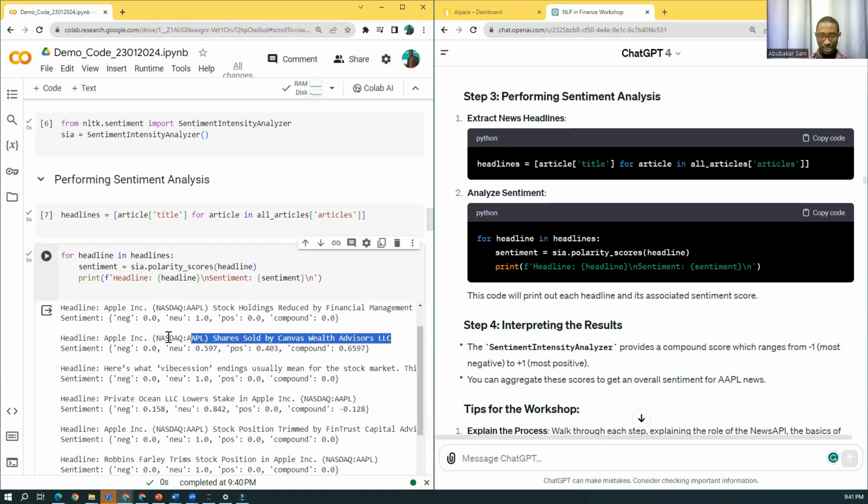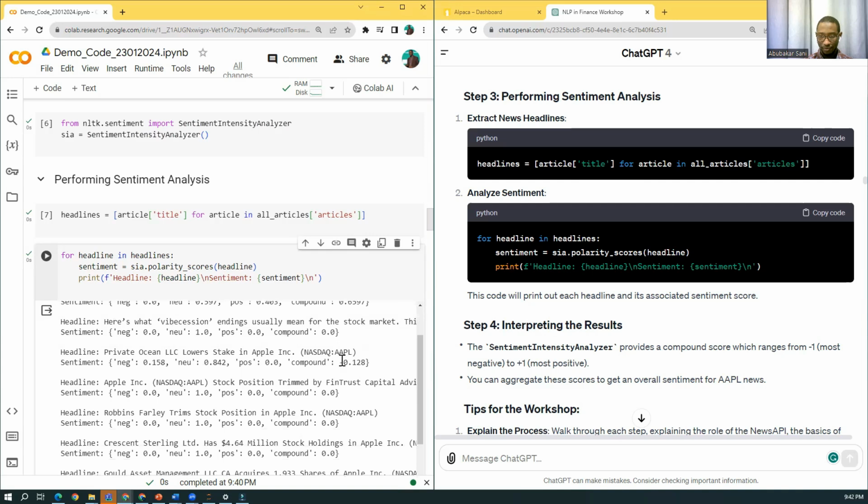Okay, so this is positive. Why do I say positive? Because this compound is 65%. And for me, I set a threshold. If the compound is above 50%, I assume the news is positive, and this is a point where I can buy Apple stock.